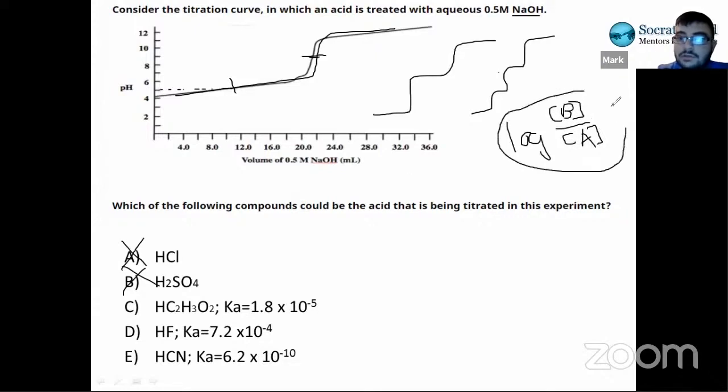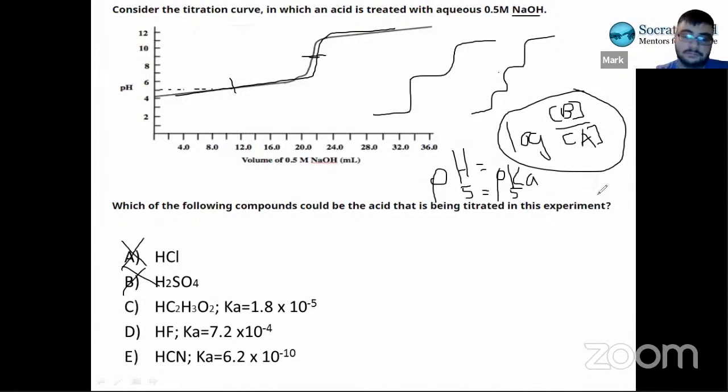When base over acid are equal, that's when the pH equals the pKa. If you guys remember that from earlier, what that means is, since the midpoint is the point at which the pH and the pKa are equal, and we know that the pH is equal to 5 at the midpoint, the pKa of this solution must be 5 as well. We can substitute in: 5 equals pKa, pKa equals 5.